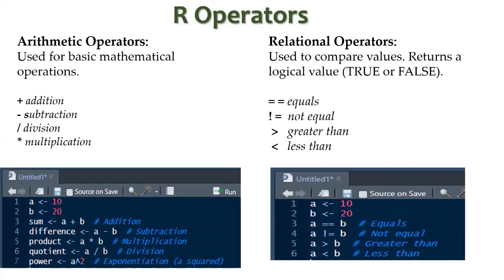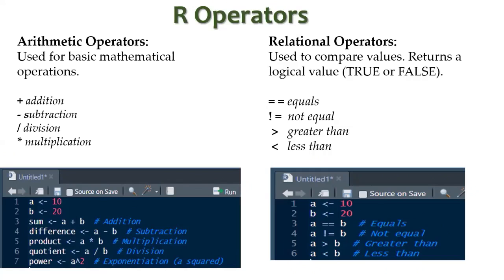When I want to add them, I do A plus B. But then I also assign the addition to a variable called sum. So sum will store the result of A and B. And if I want to do subtraction, I do A minus B. Then I'll also store that in a variable called difference. So difference will store the result of A minus B, same as product will store the result of A times B. And then quotient will store the result of A divided by B, and power will store the result for A raised to the power 2. So that's how it works.